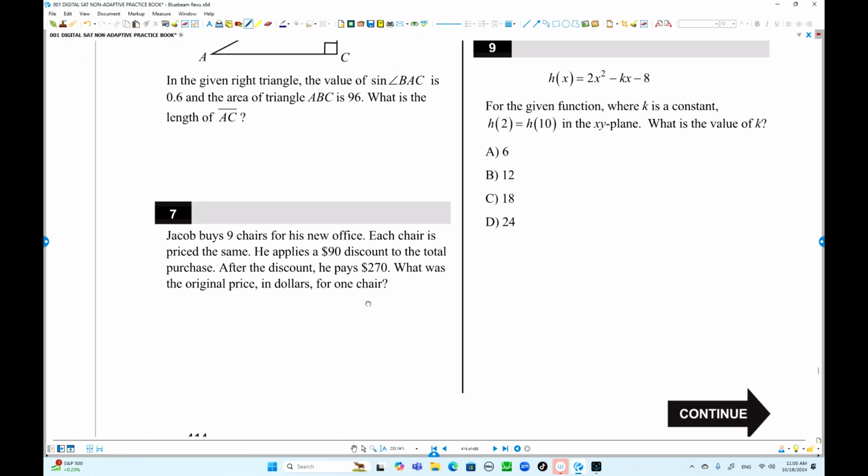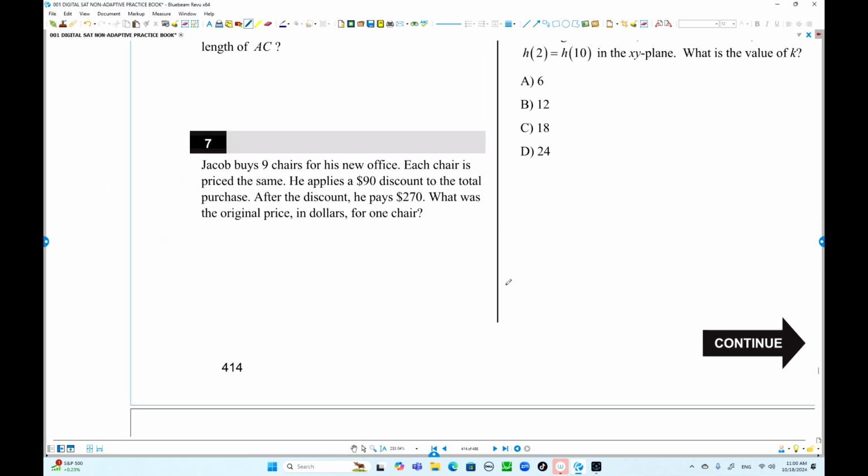Here is number 7. Jacob buys 9 chairs for a new office. The price is the same for each. He applies a $90 discount to the total purchase. After that, he paid $270. Before that, he was going to pay $360, right? So 270 plus 90 is 360. This is the original price for the 9 chairs.